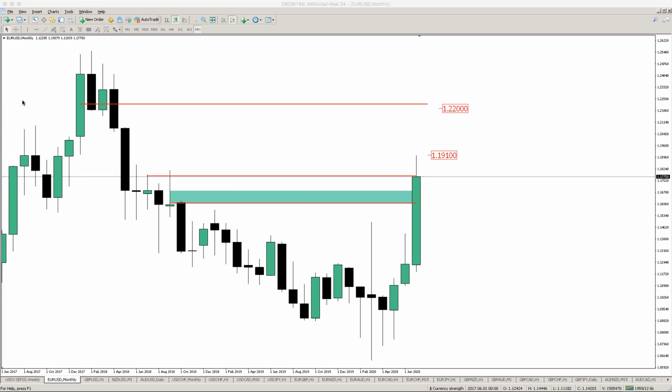Okay, so to kick off our analysis, today we're going to start with Eurusd. From what I am observing, according to my analysis on the monthly chart, we are most likely going to see higher prices on Eurusd, to target the 1.2200 big figure. That is on the monthly chart.